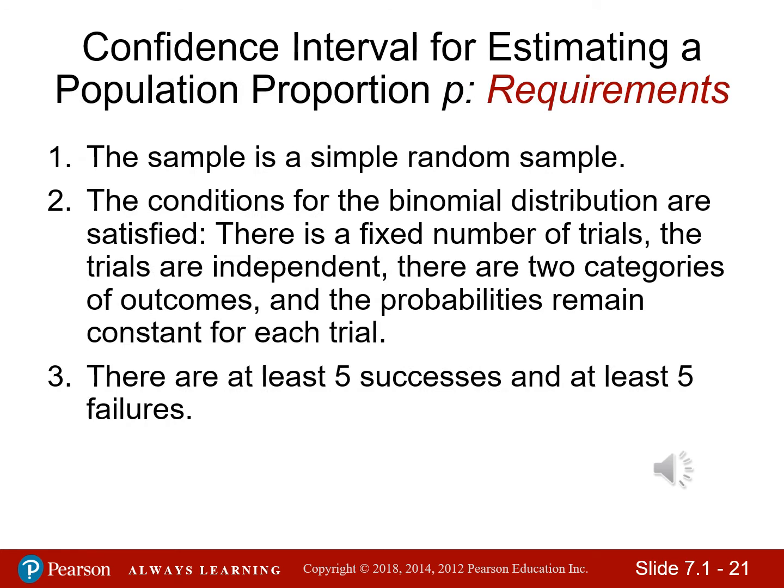And finally, the requirements for using confidence intervals for estimating a population proportion P are: the sample is a simple random sample. The conditions for binomial distributions are satisfied. That is to say, there is a fixed number of trials, the trials are independent, there are 2 categories of outcomes, and the probabilities remain constant for each trial. And finally, there are at least 5 successes and at least 5 failures in your trials.